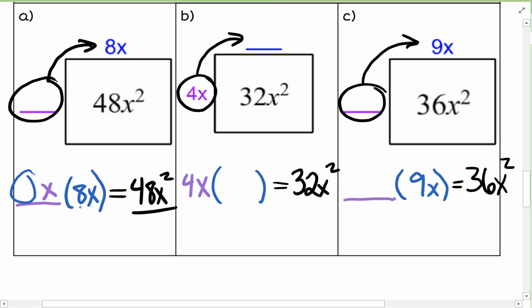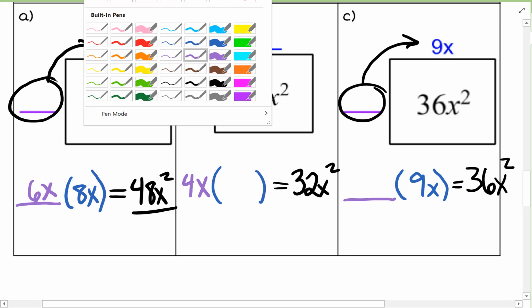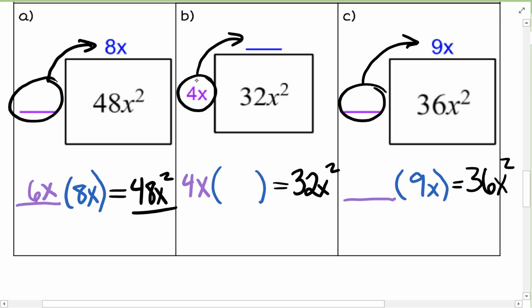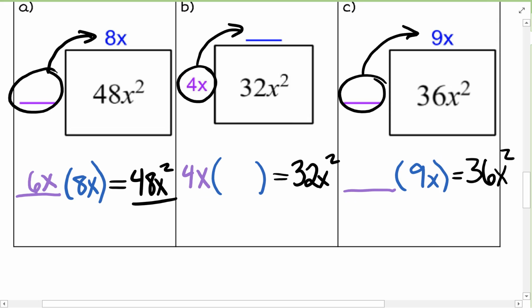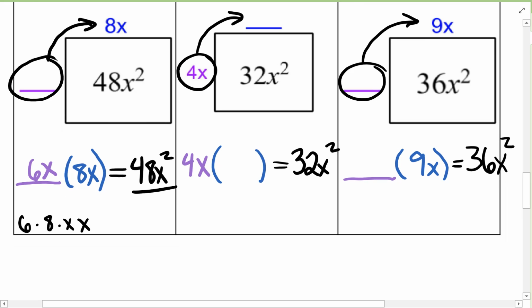What times 8 gives me 48 now that I know the x's are taken care of? 48 divided by 8 is another way you could ask yourself this question. And I would say that is 6. So 6x times 8x is 48x squared. I like to write the numbers first, so I'm going to write 6 times 8 times x times x. So just rearrange the order because it's a product.